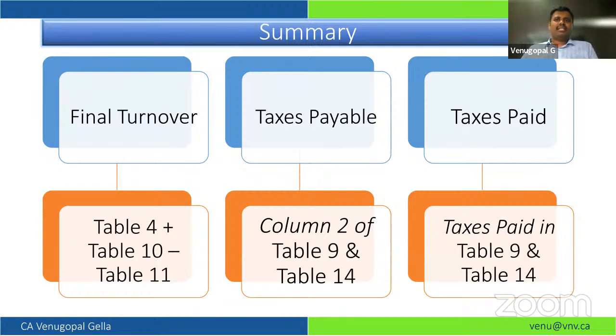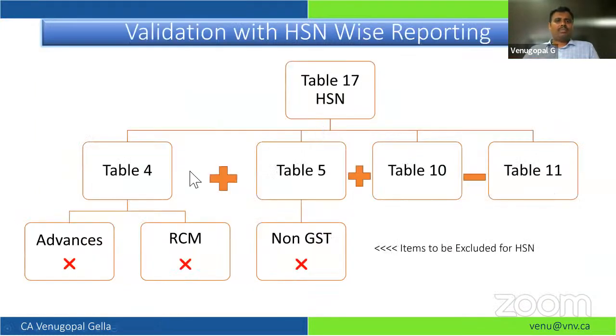Tax payable is in table 9 column 2 and the taxes paid is in table 9 and table 14. So the last table you should be careful in reporting. Today many people have a challenge before they file GSTR9: table 17, which is the outward HSN summary. It has been made mandatory. If your turnover is more than 5 crores, you have to report up to 6-digit HSN. If the turnover is up to 5 crores, you have to report 4-digit HSN.